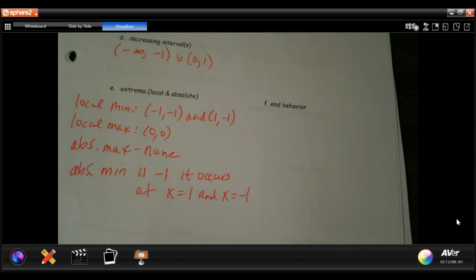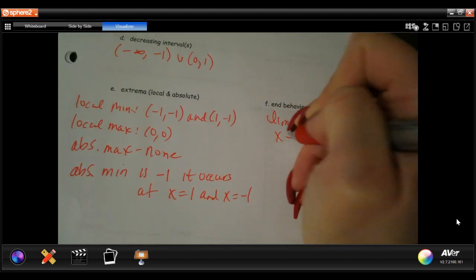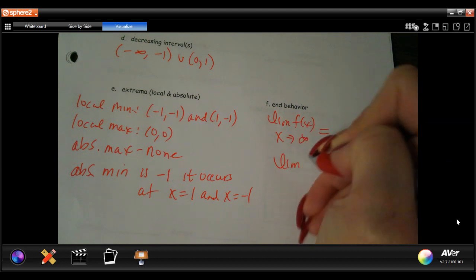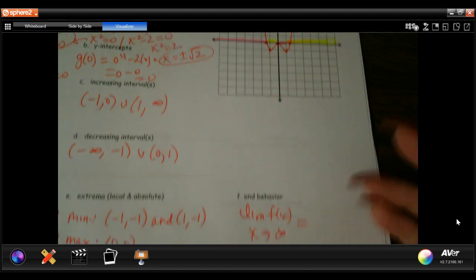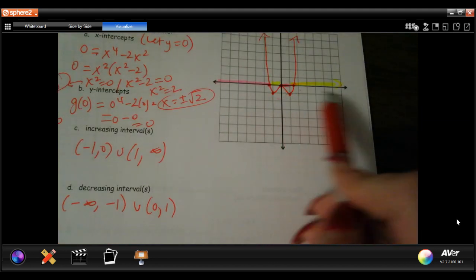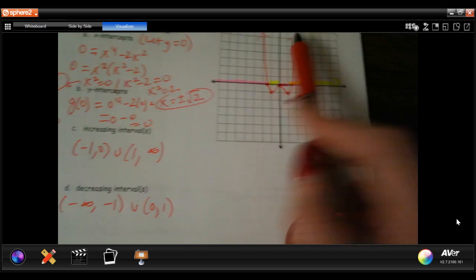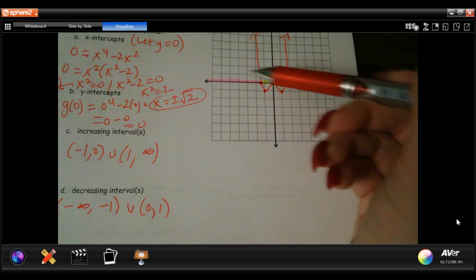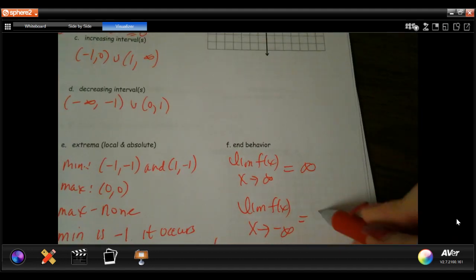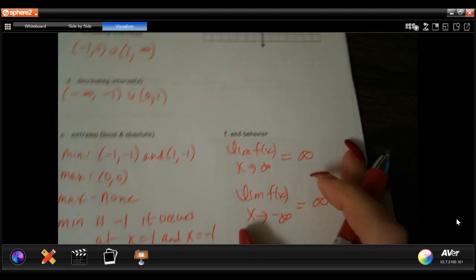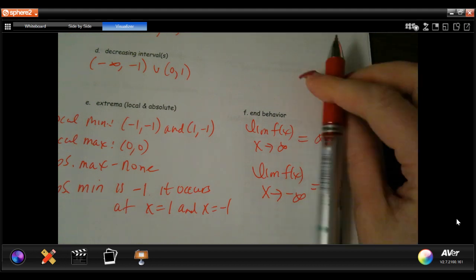Oh, sorry, end behavior. Wait a minute. So we're going to do the limit of f of x as x approaches infinity, and the limit of f of x as x approaches negative infinity. So as x approaches infinity, as we go to the right on this graph, my y's are shooting up to infinity. As x goes to negative infinity, as I'm moving to the left on the graph, the y's are shooting up to infinity. So both of these answers are infinity. Limit means what are the y's approaching as x approaches a certain value.